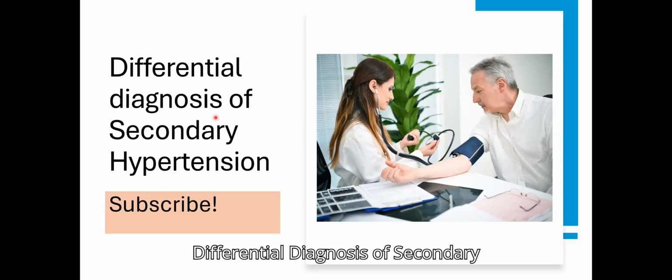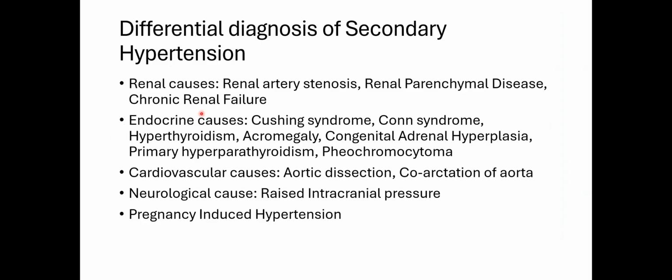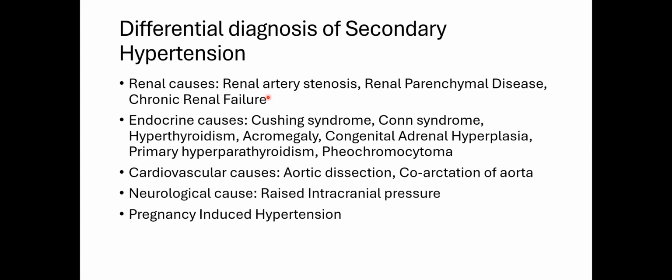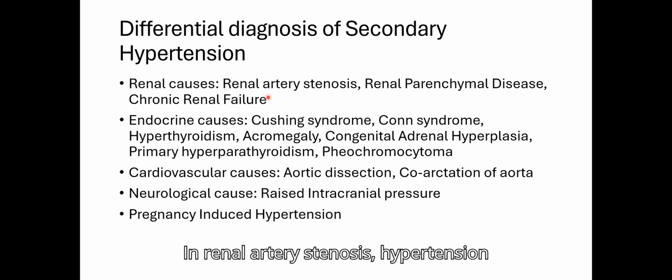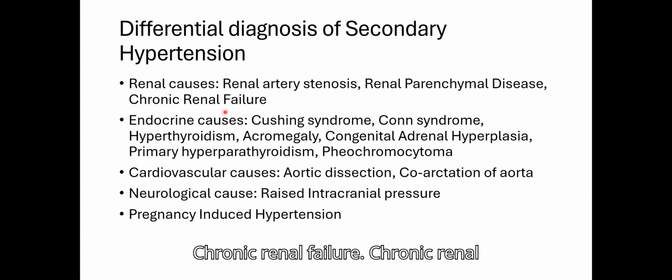Differential diagnosis of secondary hypertension. Renal causes. Renal artery stenosis. In renal artery stenosis, hypertension is due to the renin-angiotensin-aldosterone system. Renal parenchymal disease, chronic renal failure. Chronic renal failure is associated with fluid retention.